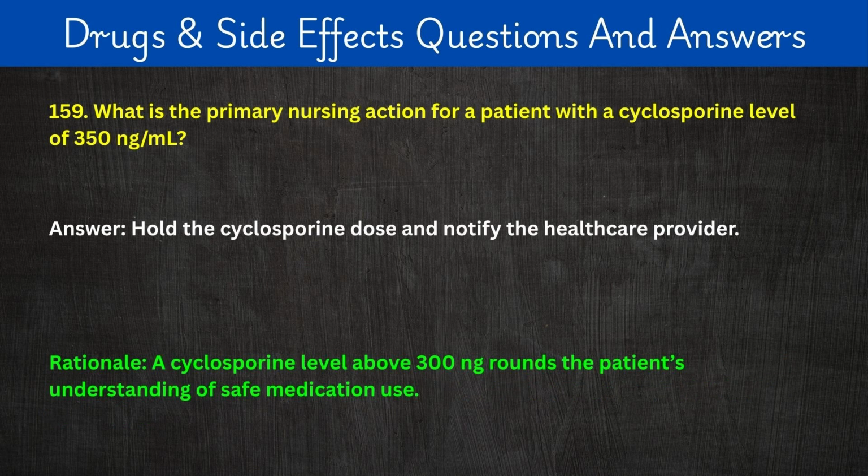159. What is the primary nursing action for a patient with a cyclosporine level of 350 nanograms per milliliter? Answer: hold the cyclosporine dose and notify the healthcare provider. Rationale: a cyclosporine level above 300 nanograms per milliliter indicates a risk of toxicity, and holding the dose supports the patient's safe medication use.